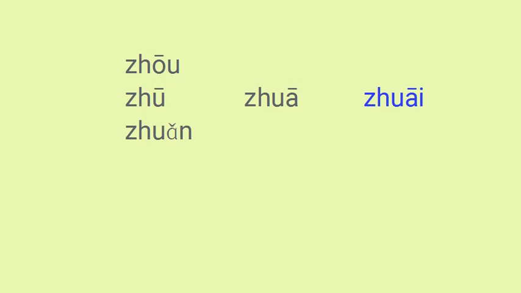ZHUAN is pronounced as Chuan. ZHUANG is pronounced as Chuang. ZHUI is pronounced as Choi.